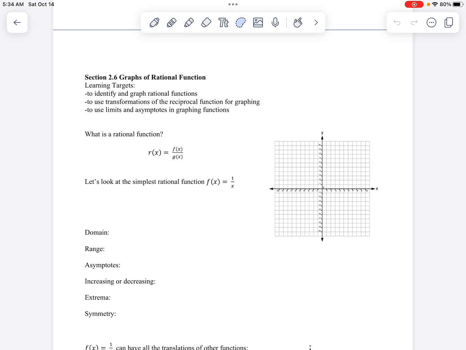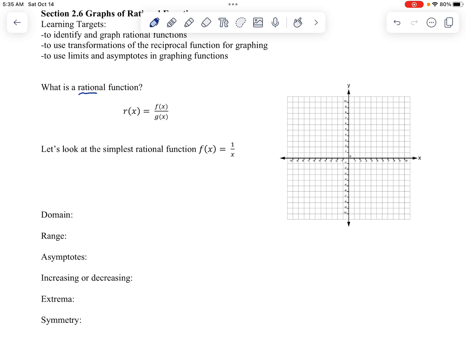So first of all, what is a rational function? A rational function is just a function written in the form of a ratio, or a fraction. So we have a polynomial in the numerator and a polynomial in the denominator. First of all, I want to look at the simplest rational function, 1 over x.